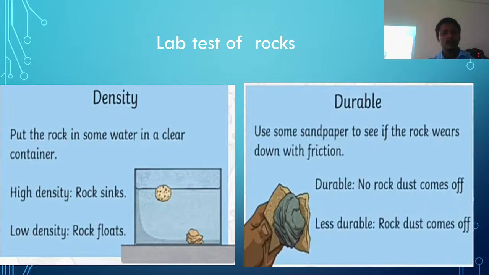Now, if we have to know the durability of rock, just use some sandpaper. Take sandpaper and rub it on the stone. If you get some dust out of the rock, it suggests that the rock is not very durable. If rock dust comes off, it suggests less durability.